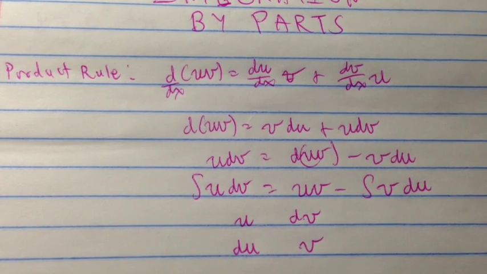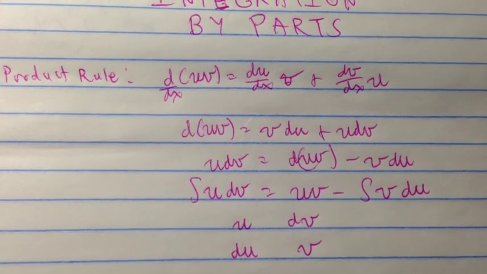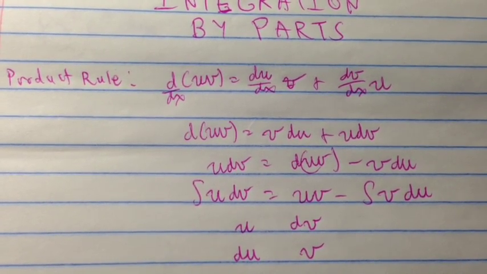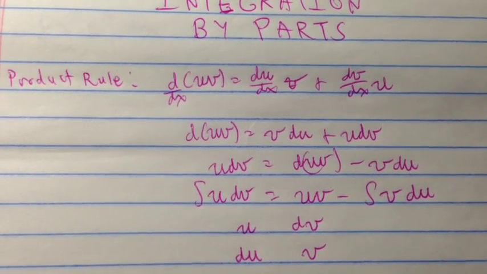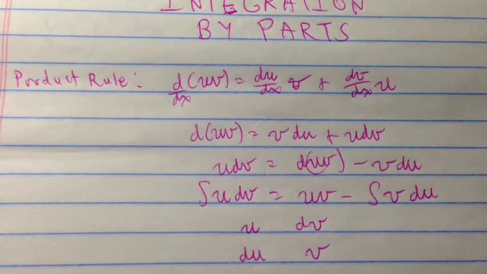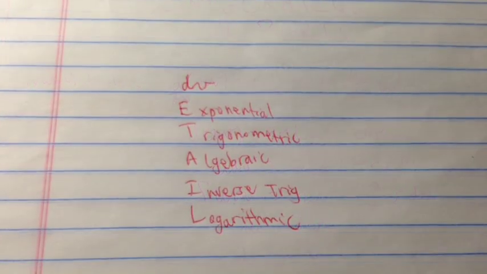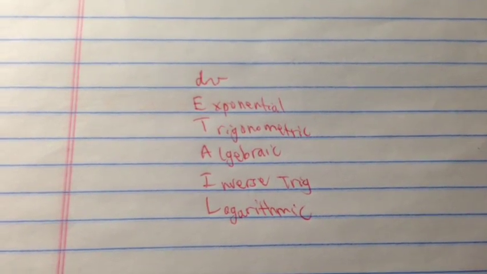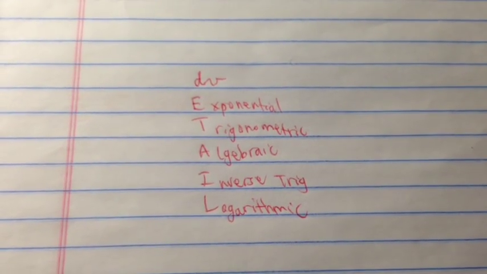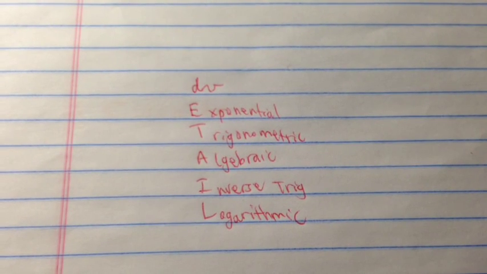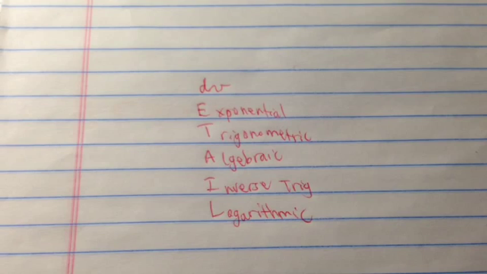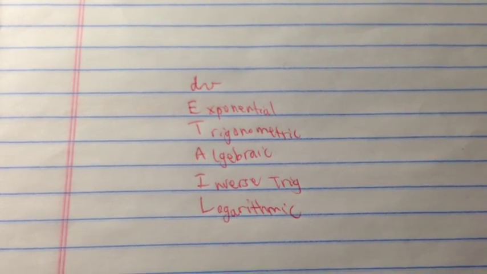However, finding v is a matter of deciding what function to set as dv. We want to make sure that the function that we choose to represent dv is easier to integrate than the function that we choose to set as u. A good indicator of which function in the integrand to set as dv is to look at what kind of function it is. You can look at this acronym called DETAIL, with D representing dv since we're trying to find what kind of function is optimal to set as dv.